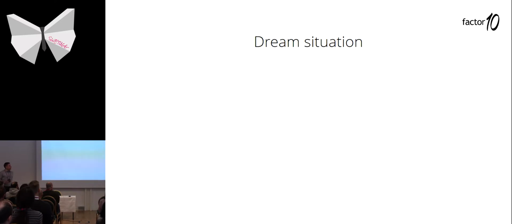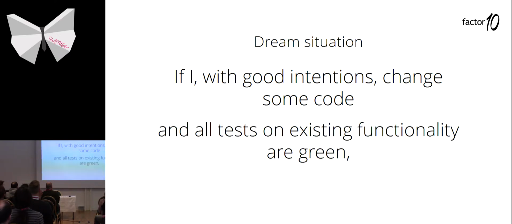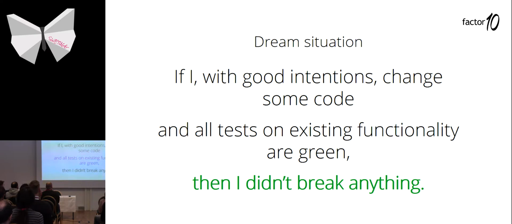Now, I have a dream situation. In every project that I'm in, I want to be able to say this. If I, with good intentions, change some code, and then I run the tests, and all of the tests on existing functionality are green, then I didn't break anything. Can you say this on your project? Raise of hands. Anyone? Oh man, no one? I can do it. This is what I strive for. This is what I want.